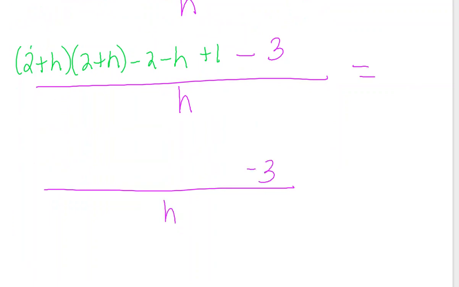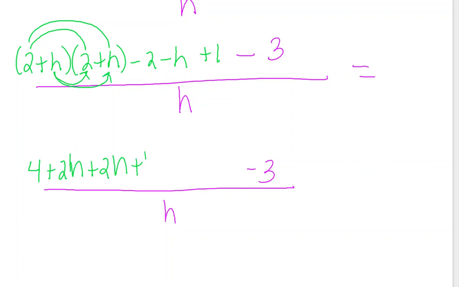I'm going to keep working with the green. I need to FOIL this or distribute this. So 2 times 2 is 4, 2 times h is 2h, h times 2 is 2h, and h times h is h squared, minus 2 minus h plus 1.